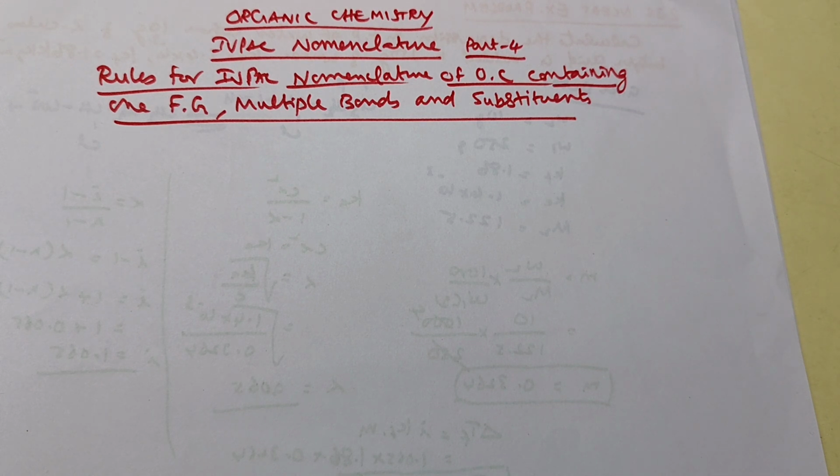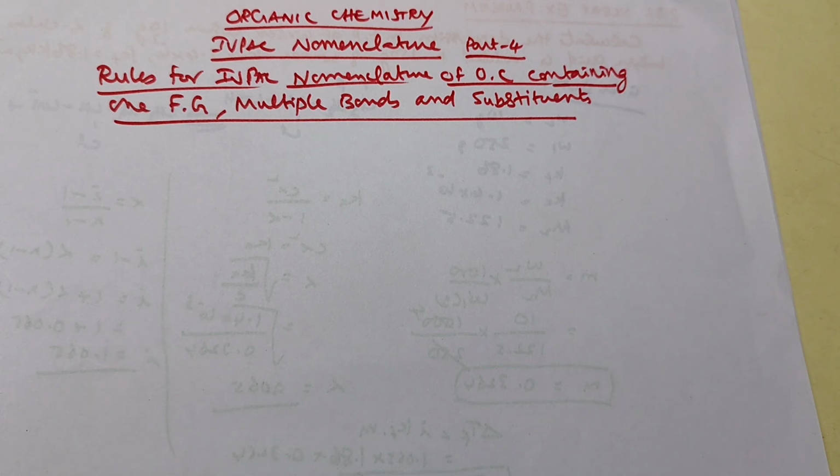In this video we are going to discuss the IUPAC nomenclature of organic compounds containing one functional group, multiple bonds and substituents. In the previous video we discussed the IUPAC nomenclature rules and regulations, covering only the hydrocarbons, that is alkanes, alkenes and alkynes. Now we are going to discuss using one functional group, multiple bonds and substituents.